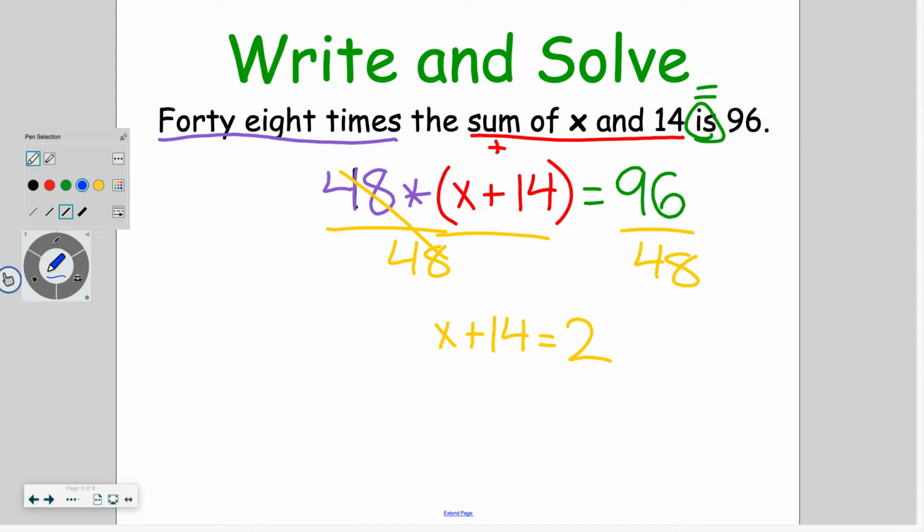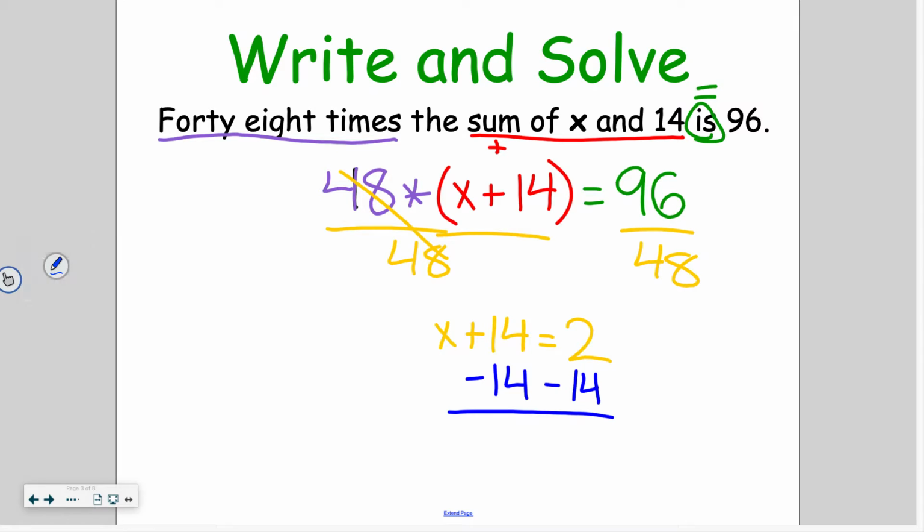Then I have the addition that I need to get rid of. So I'm going to subtract 14 from both sides, and that's going to give me x is equal to negative 12. So my final answer is x is equal to negative 12. So I wrote the problem based on what the word said and then used SAD MEP to solve.